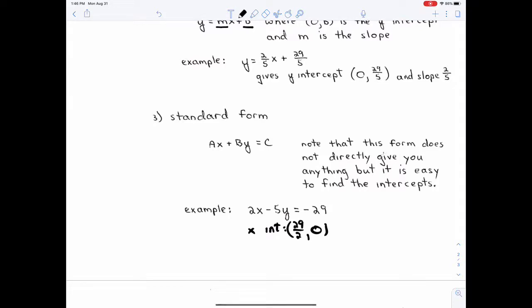Because again, you stick 0 in for y, it goes away. And for the y-intercept, you stick 0 in for x, and it goes away, and you get 0, comma, positive 29/5.